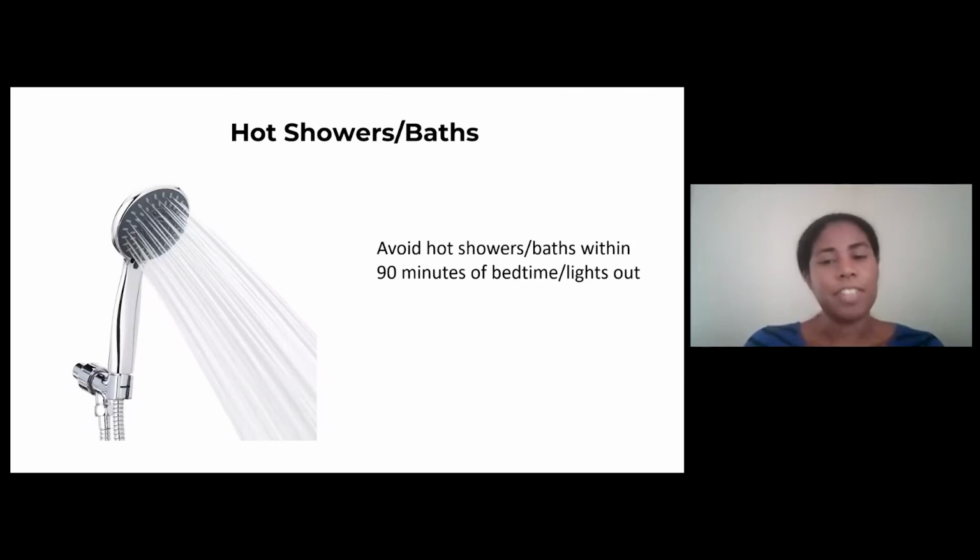But if done too close to bedtime or lights out, it can actually serve to wake you up a little bit. This is because around the time that our bodies are getting ready to go to sleep, our body temperature naturally is dropping. And if you're taking a hot shower, you are raising that body temperature up a little bit. That's why it can make it a little bit harder to fall asleep. So that's just another thing to think about.